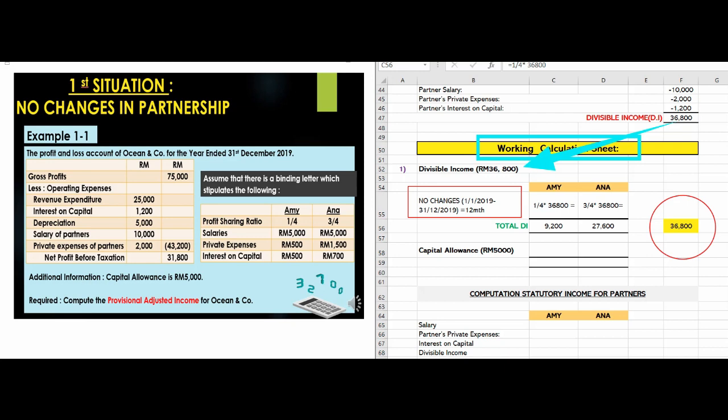So remember the divisible income, you have to allocate it by using the PSR. Okay, by using the PSR. Yeah, 1/4, 3/4. Remember that.